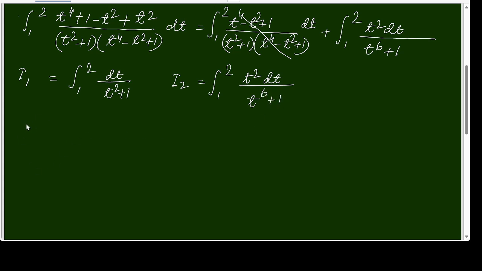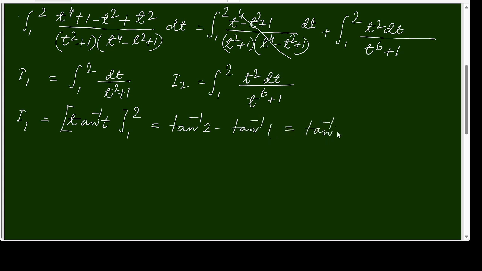First one is very easy because we can put the direct formula, that will be tan inverse t from 1 to 2. So tan inverse 2 minus tan inverse 1. Tan inverse 1 is pi by 4. So this will be tan inverse 2 minus pi by 4.